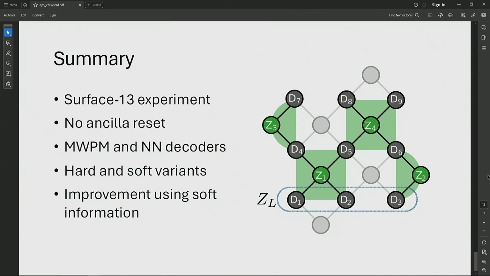So just to end on a brief summary, we have run the Surface 13 quantum memory experiment on a real device without ancilla reset. We've explored decoding using a minimum weight perfect matching decoder and a neural network decoder, both of which learned their models of the errors from the experimental data itself. We looked at hard and soft variants of the decoders and observed an improvement when using soft information.